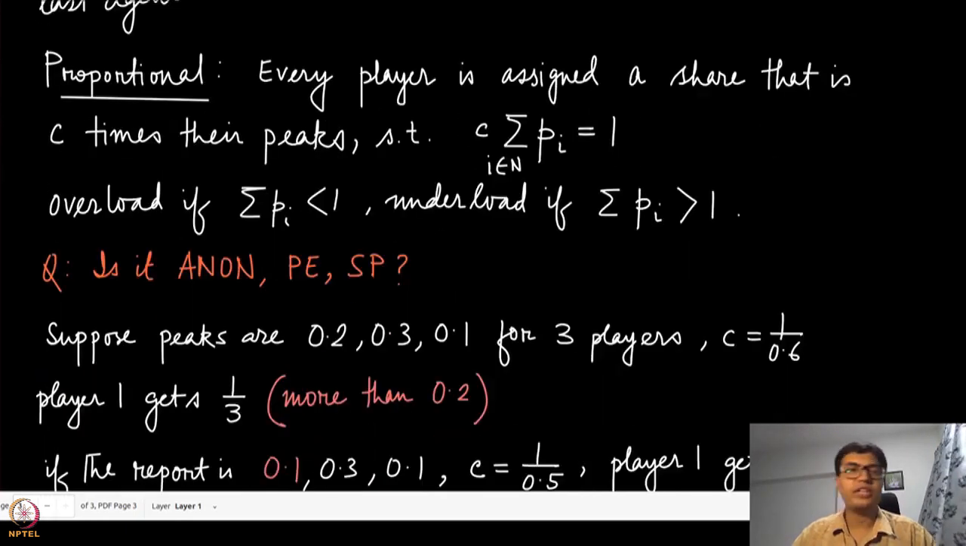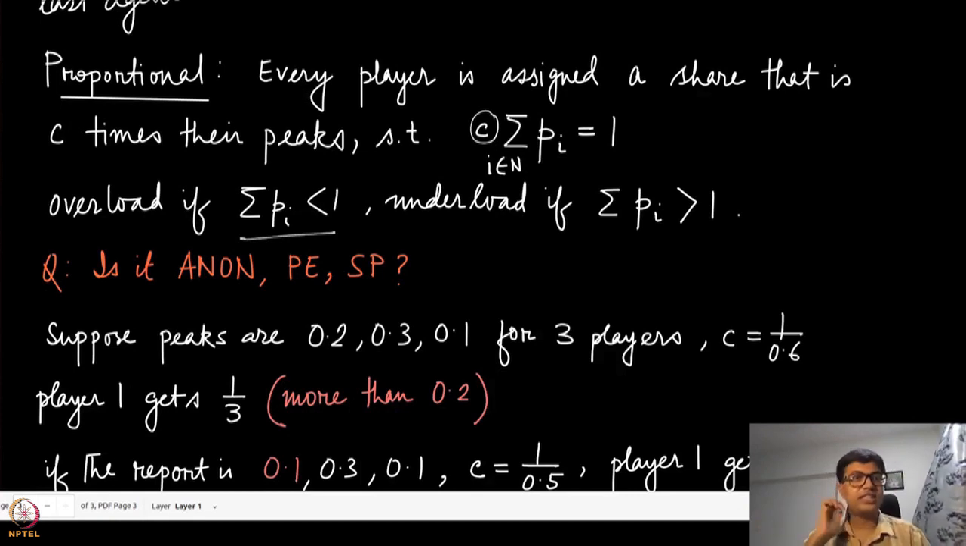The other allocation could be something like a proportional allocation. If the sum of the p_i is more or less than 1, then we can either give more share to all the agents or less share to all the agents. So we can overload: we give C times p_i, C times their peak allocation, in this proportional method. If the sum of the p_i is less than 1, then C will be more than 1, so everybody will be given more than their peaks. And if the sum of the p_i is greater than 1, then C will be less than 1. That means everybody will get less than their peak share.